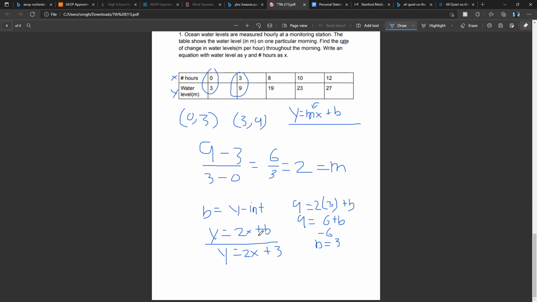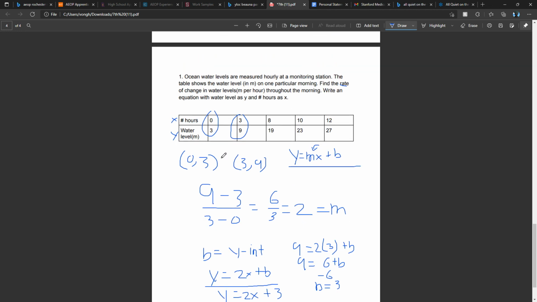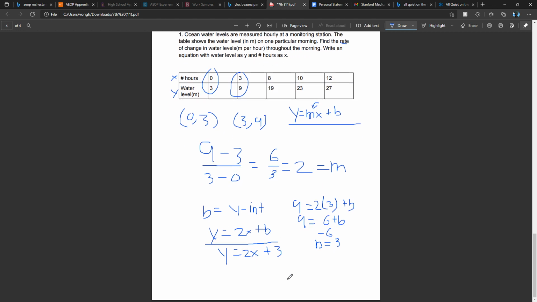So we get y equals 2x plus b, where b is the y-intercept, and we need to find that b. If we're given a bunch of points like this, you can look at whichever point has a 0 in the x value, and whatever y value is there would be the y-intercept. Since in this point the x is 0, the y-intercept is this y value, which is 3. So you just write y equals 2x plus 3.